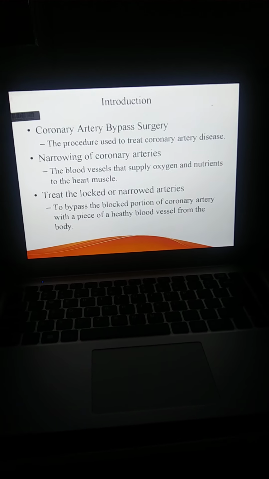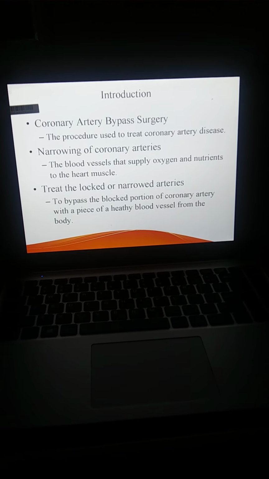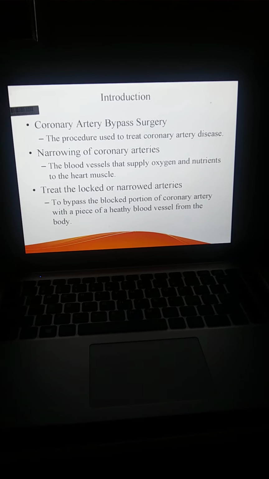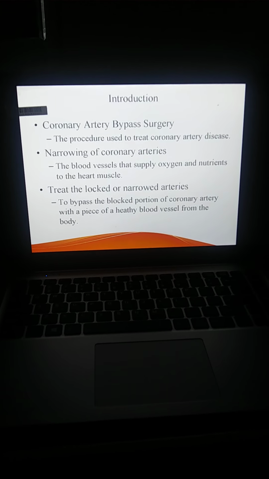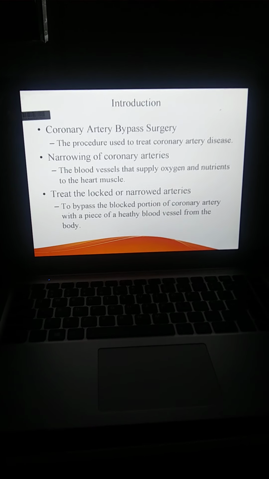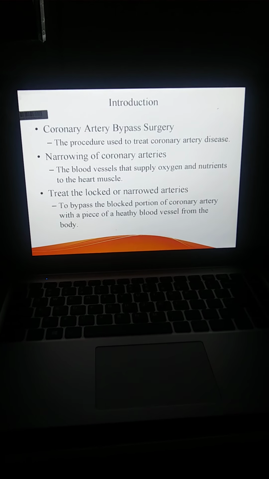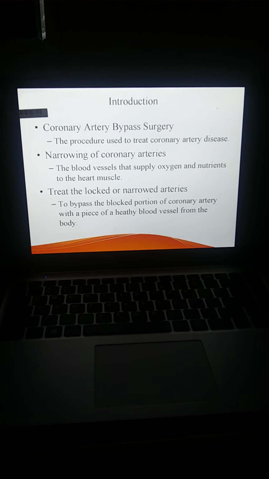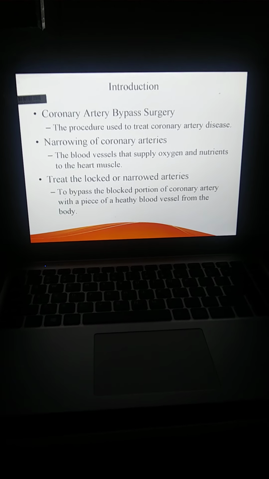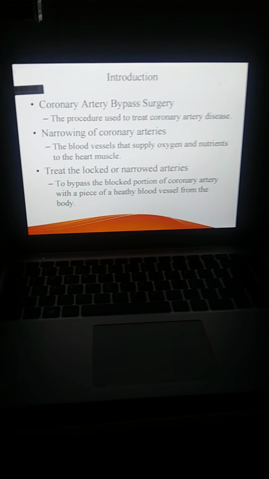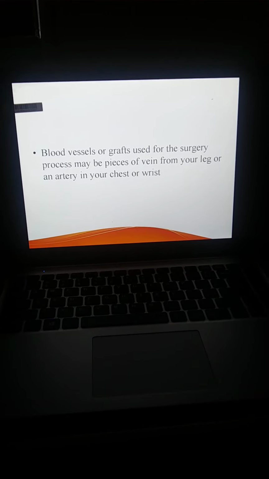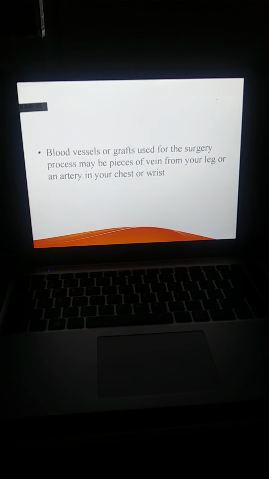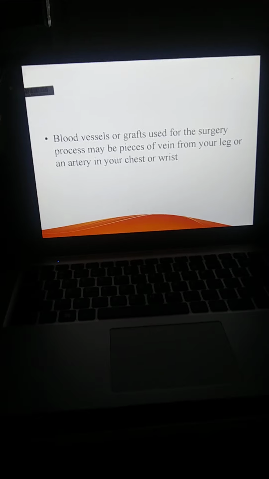It is a procedure used to treat coronary artery disease and the narrowing of coronary arteries, the blood vessels that supply oxygen and nutrients to the heart muscle. To treat the blocked or narrowed arteries, you must bypass the blocked portion of a coronary artery with a piece of a healthy blood vessel from the body. The blood vessels or grafts used for the surgery may be pieces of a vein from your leg or an artery in your chest or wrist.